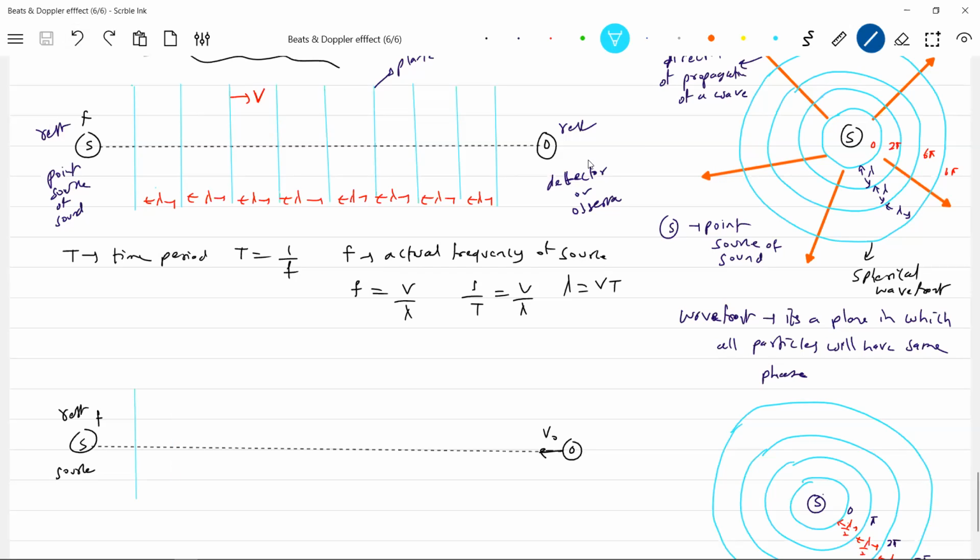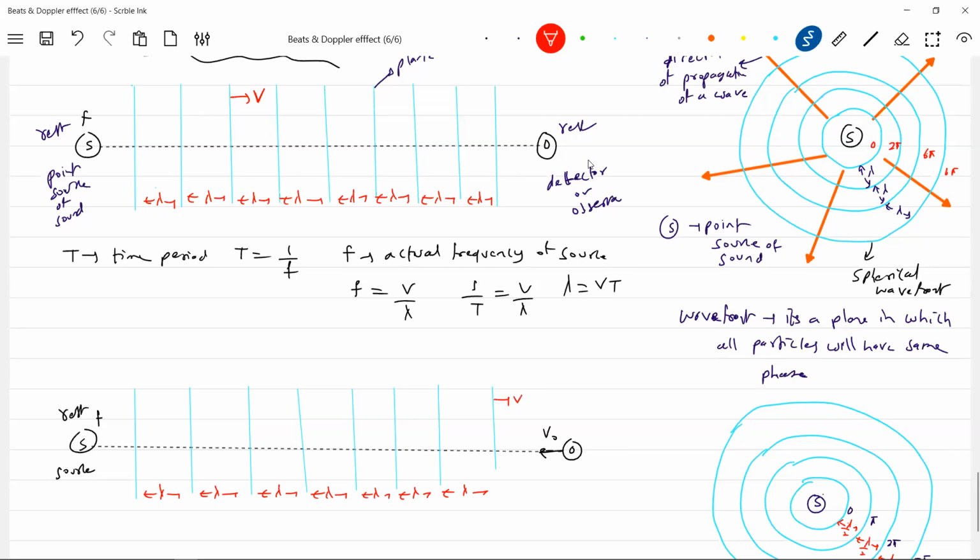Okay, earlier what was the distance? So it will remain the same. And now with what speed will they come and strike you? With the same speed or a different speed? Relative velocity, take help of relative velocity. So I should put the same lambda. Now with what speed will the waves come and strike?